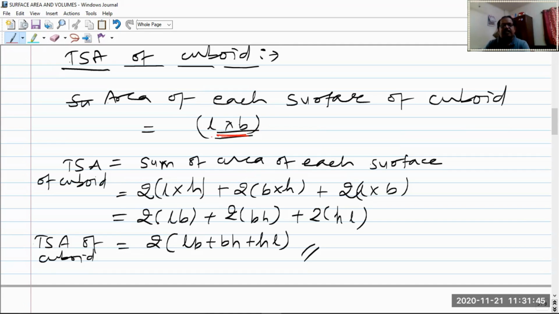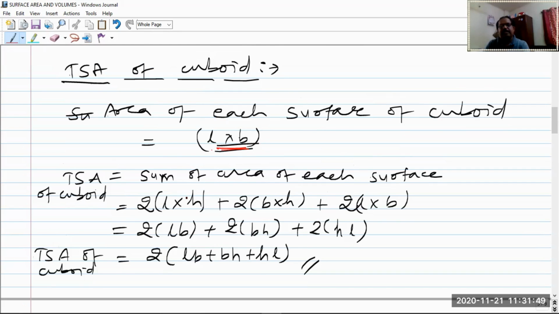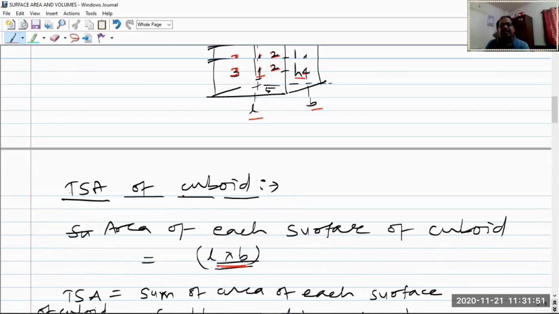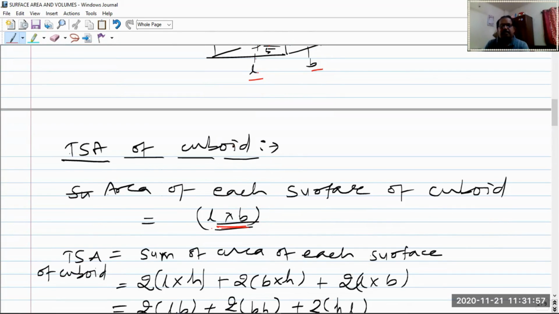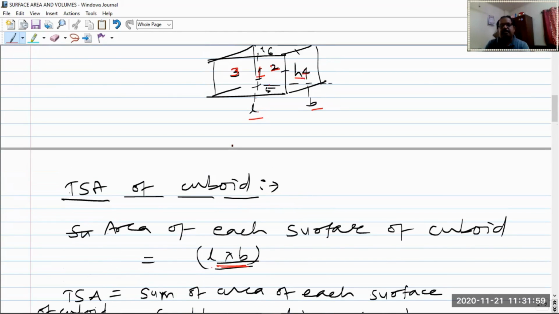So in this way we can write twice length into height, h. It is the area of the surface having the dimensions length and height, that is the front and back, right? Then twice b into h, breadth and height, these are the dimensions for the left and right surfaces, right?